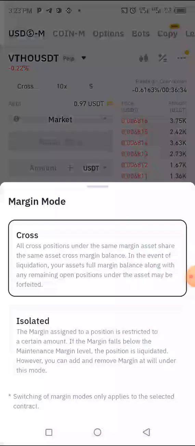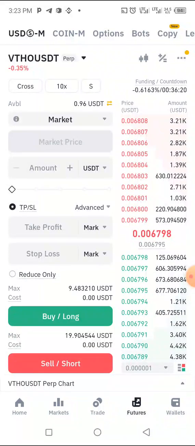But when you select isolated, it means the fixed amount of money that you used to trade, when that money exhausts, the trade will automatically stop. It will not enter your existing money. So that's what this one means.